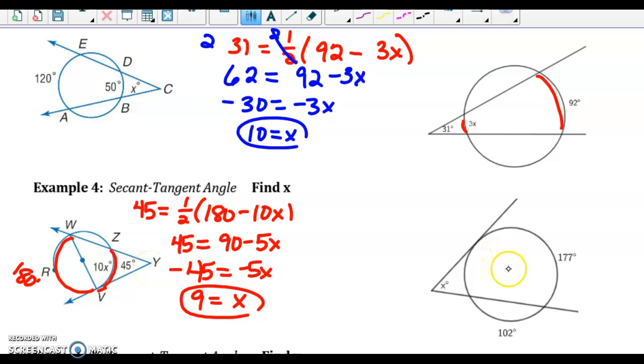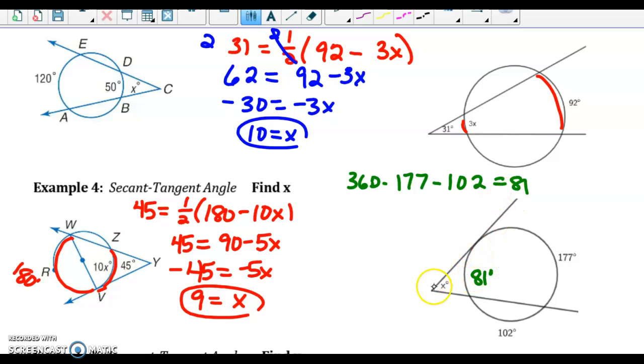And this next one in our example, we just have to be smart and understand we need to figure out what this arc is. So to figure out what that arc is, I'm actually going to do 360. And I know the other two arcs of 177 and 102. And so, I don't know, what is that? 360 minus 279. It's been a long day. I'm going to just do it on my calculator. 279 is 81. So this arc right here is 81 degrees.